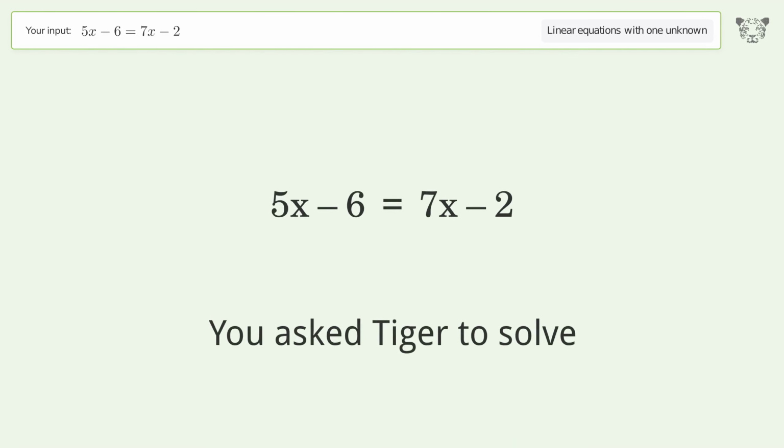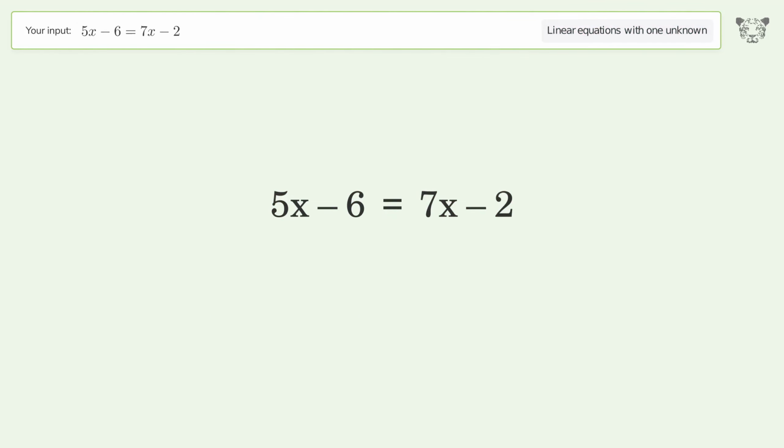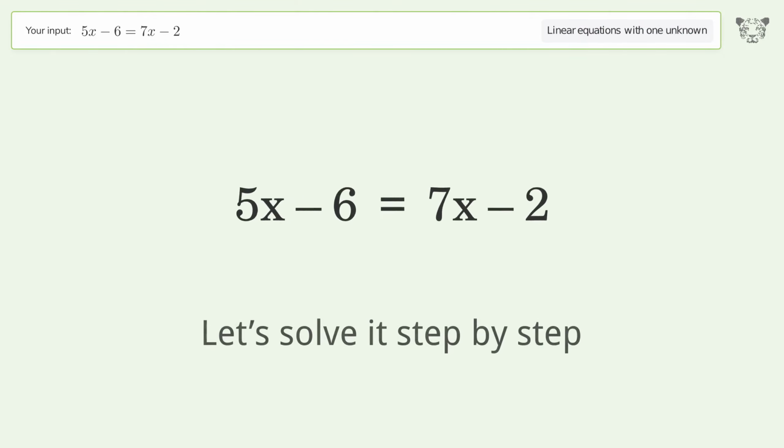You ask Tiger to solve. This deals with linear equations with one unknown. The final result is x equals negative 2. Let's solve it step by step.